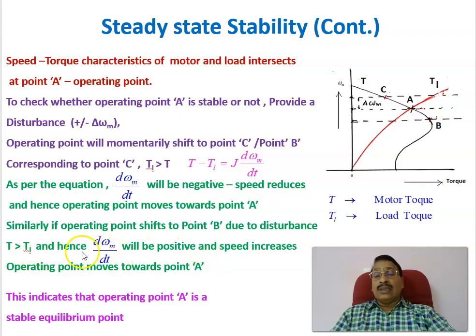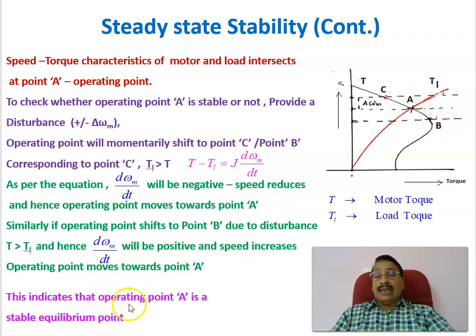Since T is more than TL, d omega m by dt will be positive and the speed increases and the operating point will be moving towards the point A. Even though it is momentarily shifted to B, since the motor torque is more than the load torque here, d omega m by dt will be positive, the speed keeps increasing, and that will move the point from B to A.